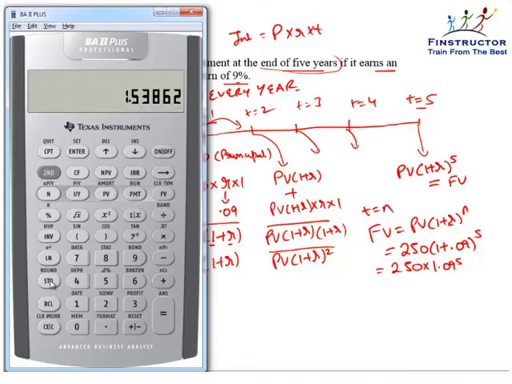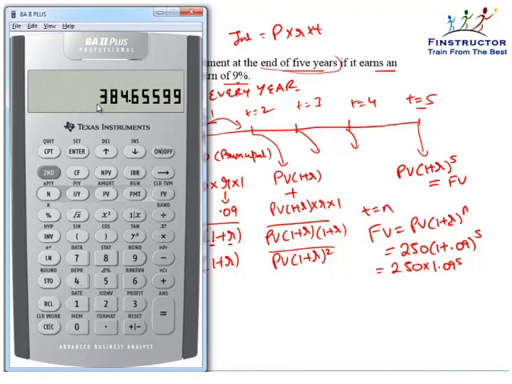Store this in the memory register 1. So press the button store and press 1. We're storing it just in case we make a mistake, we need this calculation again, we don't have to recalculate it. So we stored it in the memory register 1 and we will now multiply it with 250. So multiply with 250 and then press the button equal to.